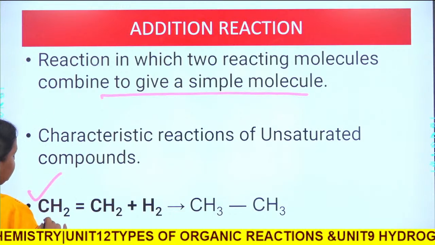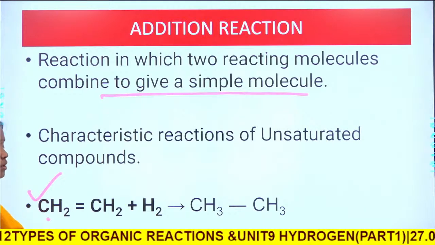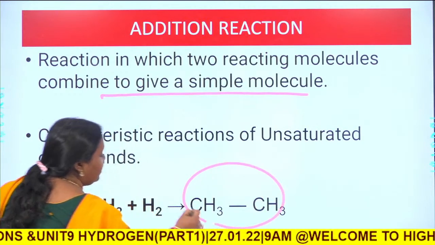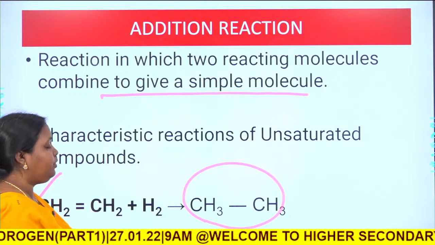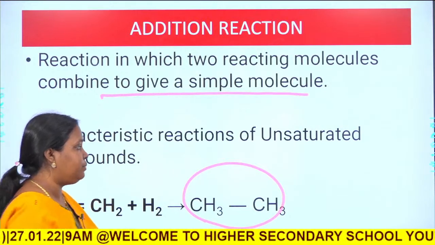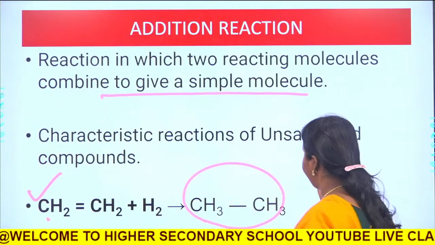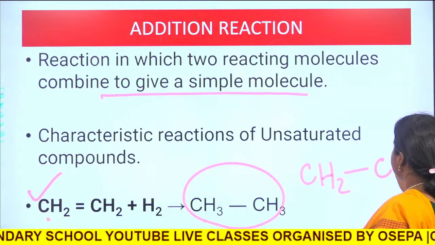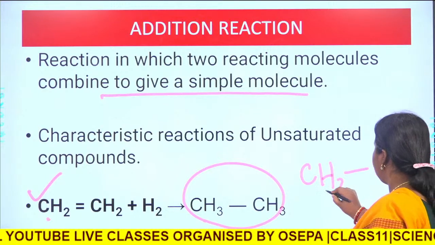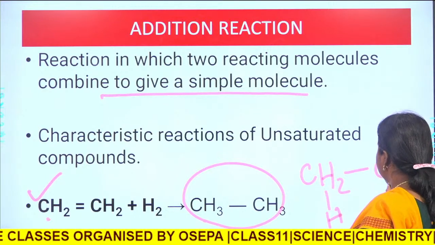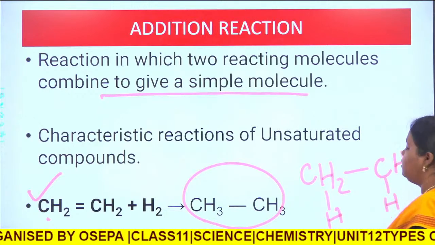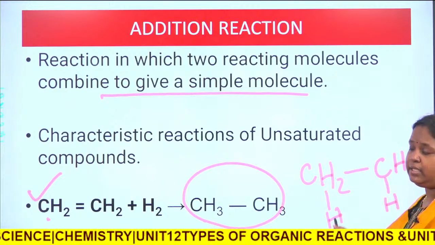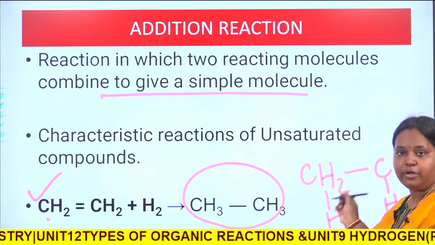So this is an example. Here CH2 double bond CH2 plus hydrogen. Mark here, the pi bond is getting converted into sigma bonds. See, it becomes CH3 single bond CH3. Two molecules combined and gave one molecule.